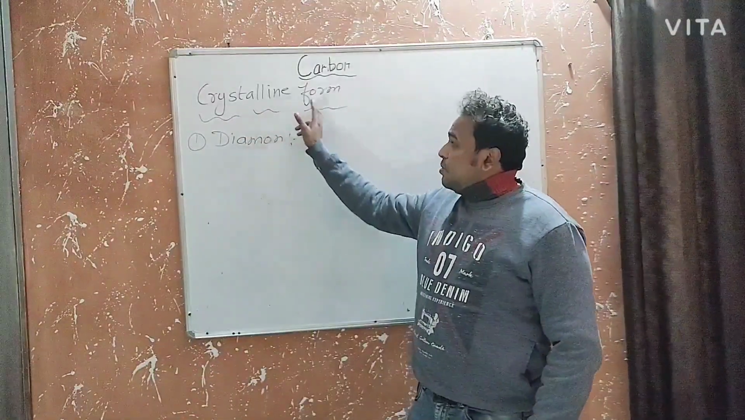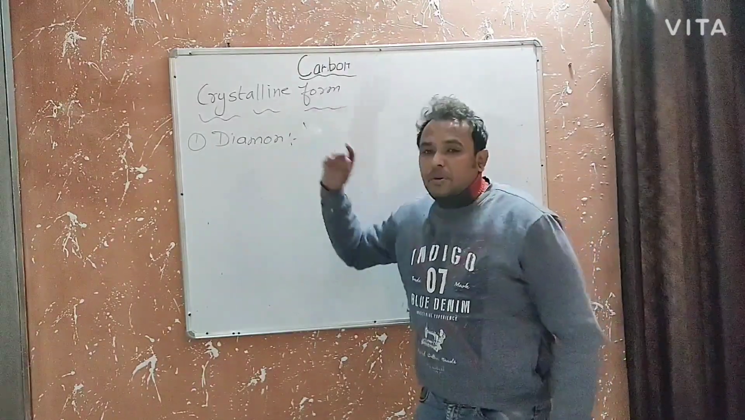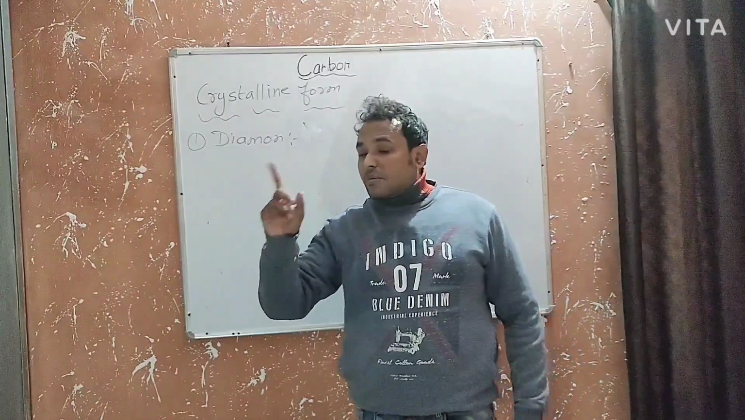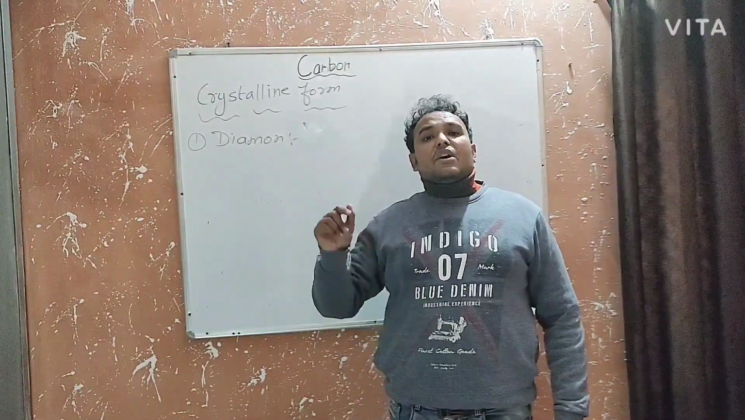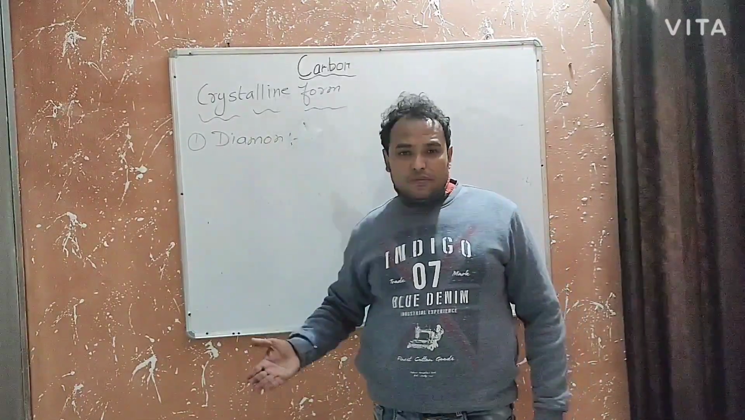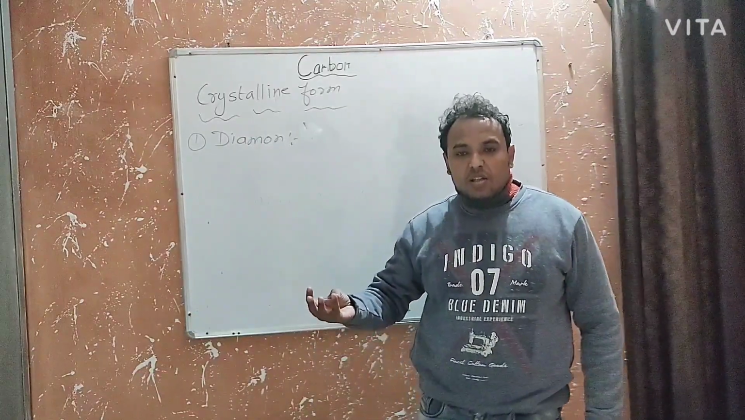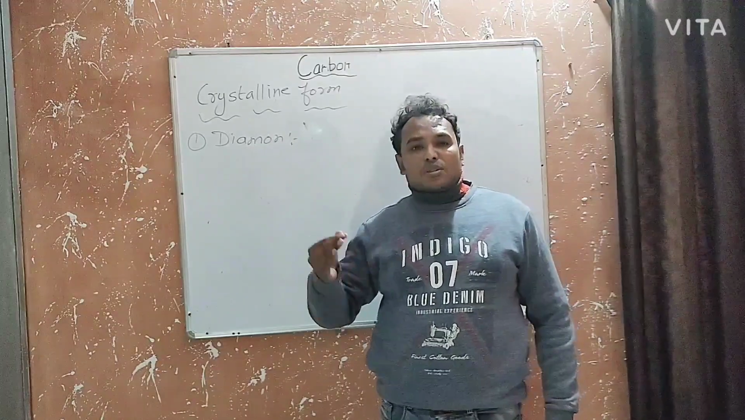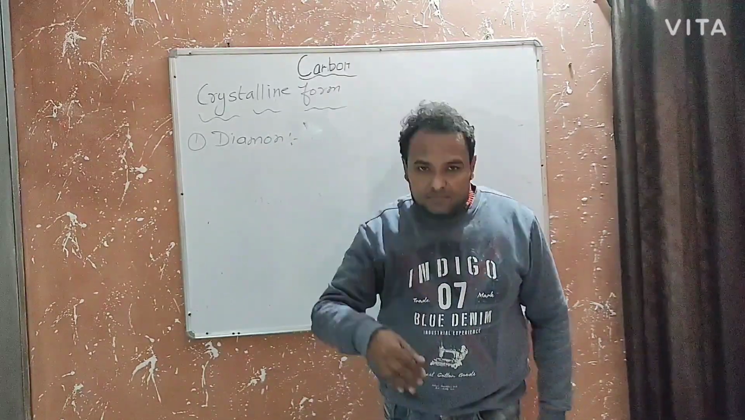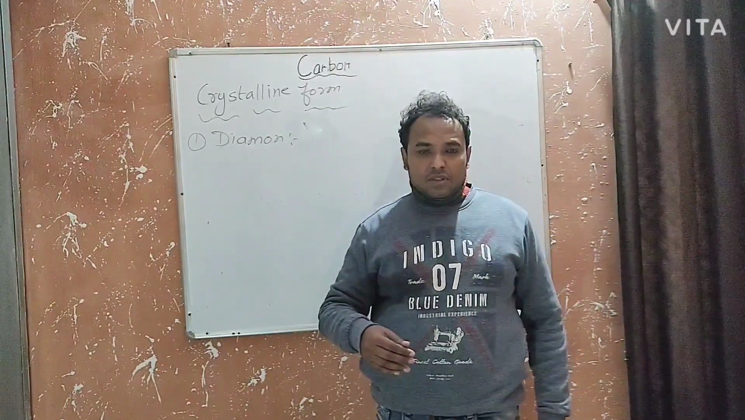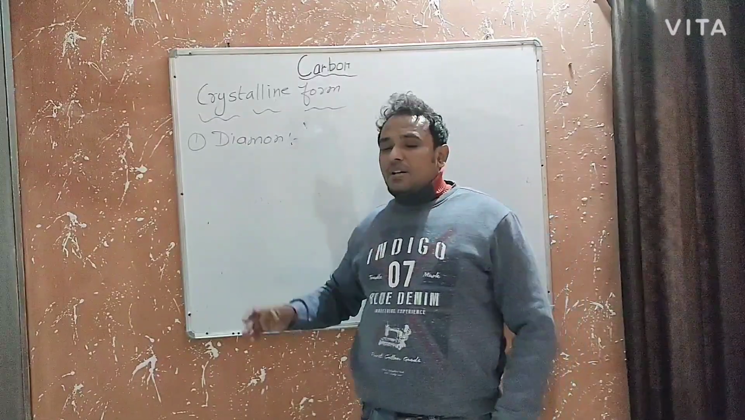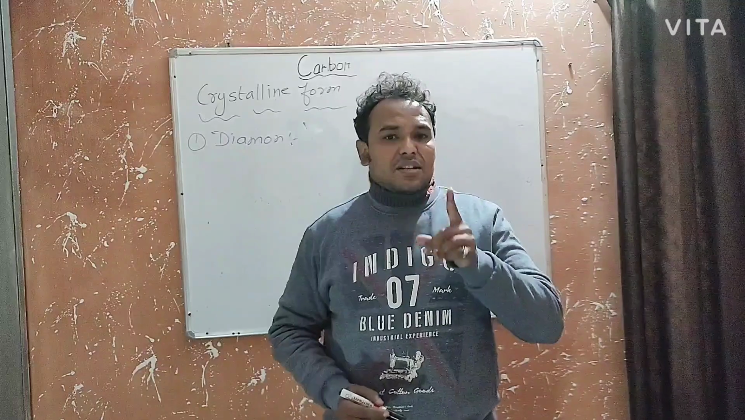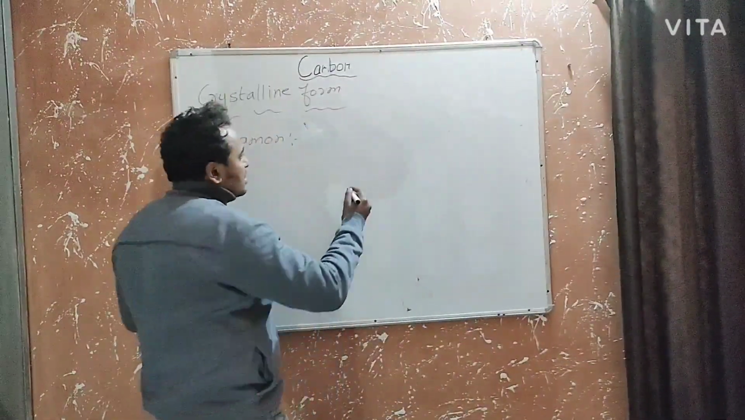The very first crystalline form of carbon is diamond. Diamond is the purest crystalline form of carbon. It is found in many places in the world, for example South Africa, America, Canada, Australia and some parts of India. If you see the structure of diamond, one crystal of diamond is tetrahedral in structure. Its structure is just like that.